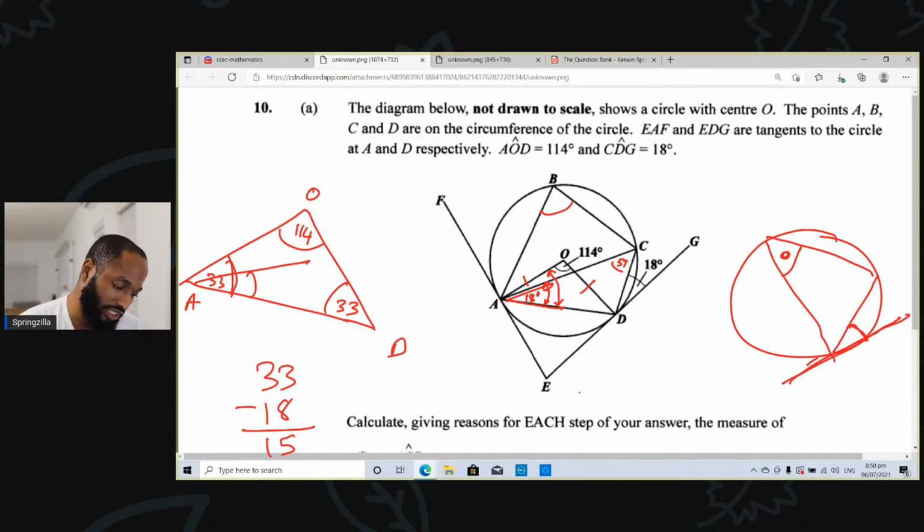You see, we know this is 18, we know this is 57, so I can easily find this here. And once I find this, it will be supplementary. Opposite angles in a cyclic quadrilateral are supplementary. And when I say supplementary, I mean add up to 180 degrees.